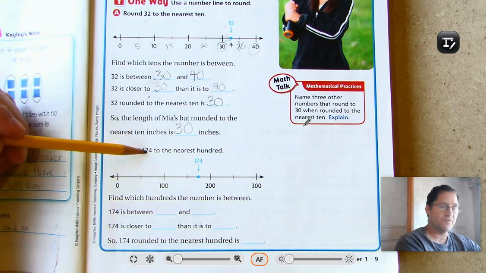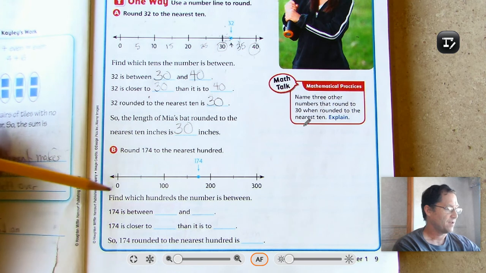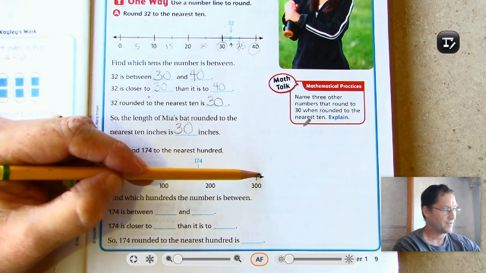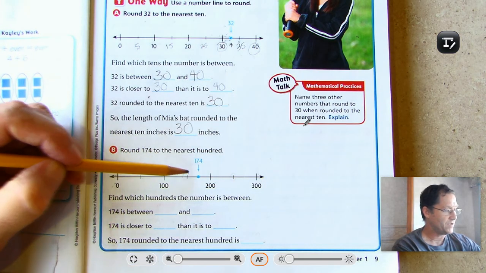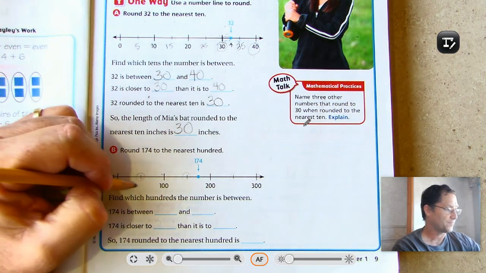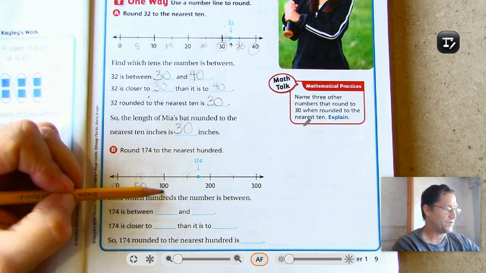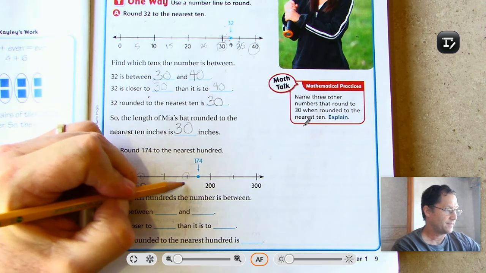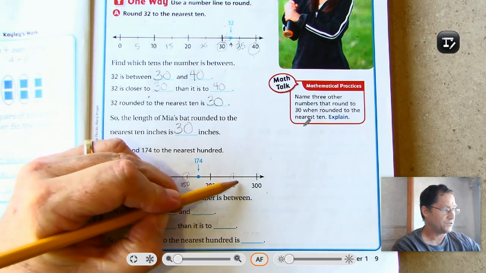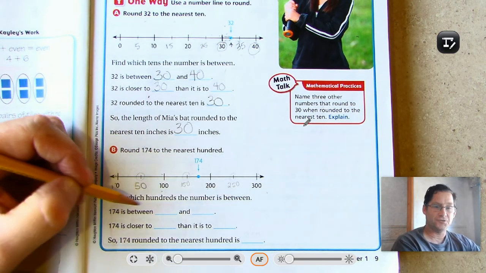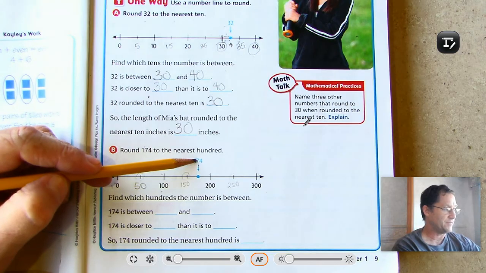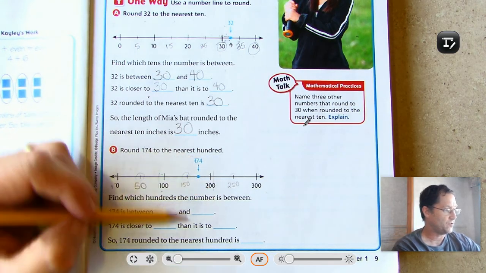Alright, so rounding 174 to the nearest 100. You notice that on the number line, we start at 0, then 100, then 200, then 300. And then I notice that there's marks midway through each of the hundreds. So halfway between 0 and 100 is 50. Halfway between 100 and 200 is 150, and halfway between 200 and 300 is 250. So find which hundreds the number 174 is between. 174 is in between 100 and 200.